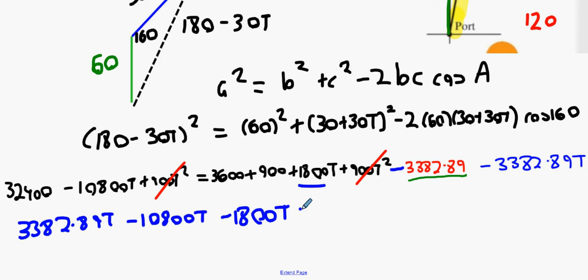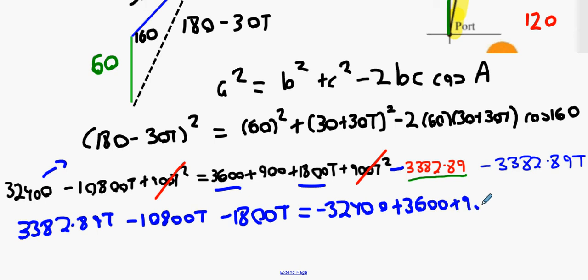Has to be positive, otherwise it's negative time, and that cannot happen, okay? So that's another guideline. If you get a negative answer, you've done something terribly wrong, alright? See the 32,400? Bring that over. The 3,600 is still there. The 900 is still there. And the minus 3,382.89 is still there. Now this sounds fantastic, alright?